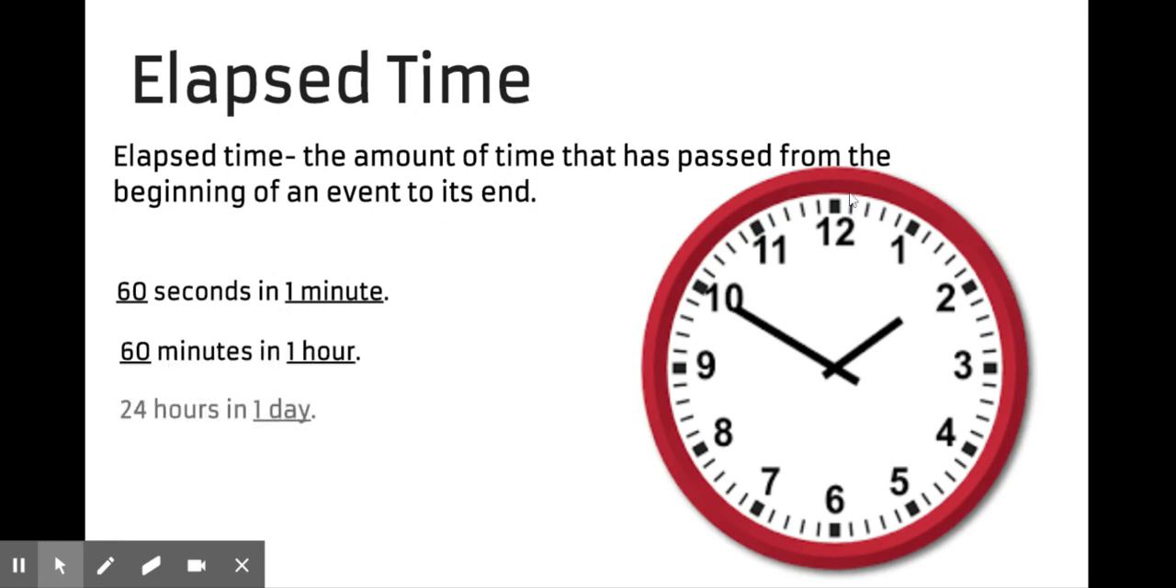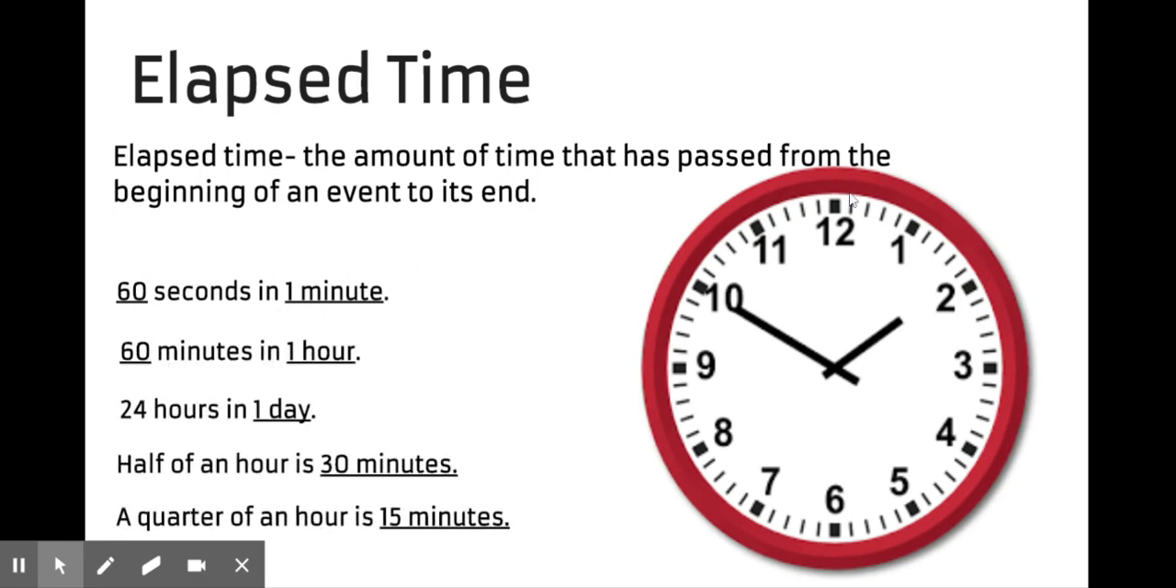Here are some common facts that we need to remember about time. There are 60 seconds in 1 minute, 60 minutes in 1 hour, 24 hours in 1 day, half of an hour is 30 minutes, and a quarter of an hour is 15 minutes.